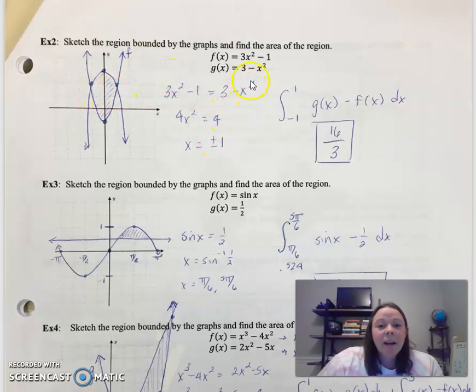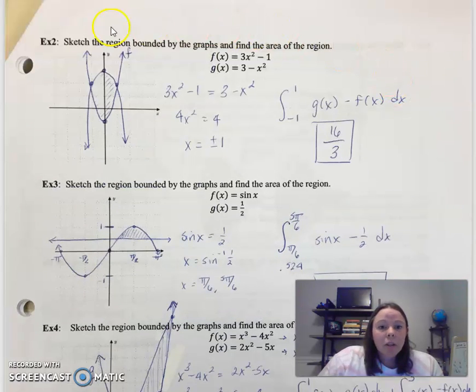Now here's that whole thing: you've got to figure out which one goes first. If you drop your pencil down, you'll notice you hit g of x first. So it's going to be g of x minus f of x. Then you can plug those functions in, do the antiderivative, use the fundamental theorem of calculus, and solve.